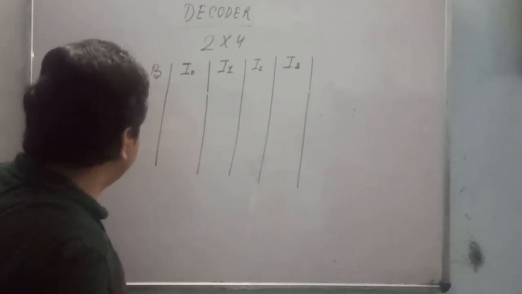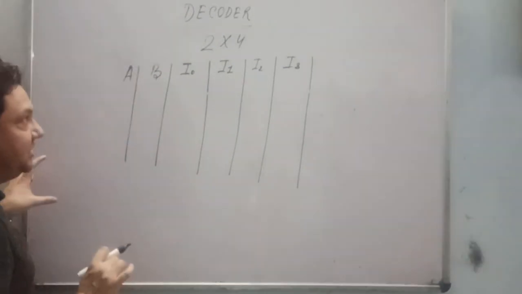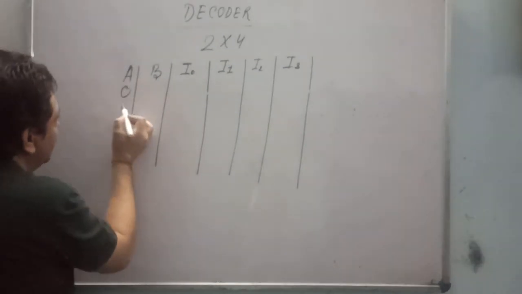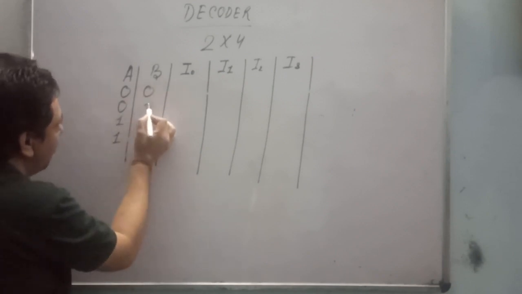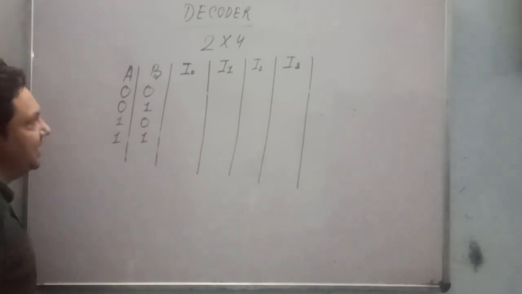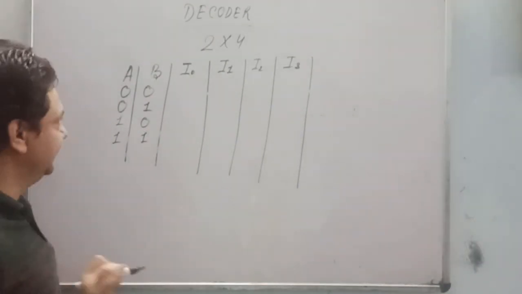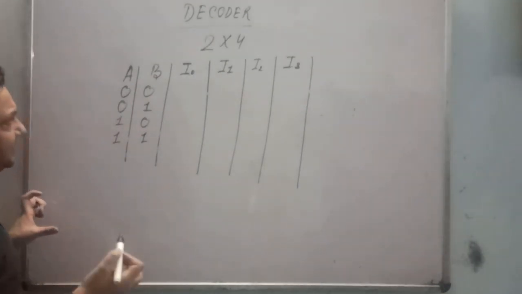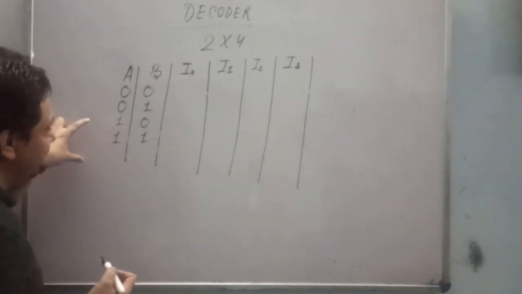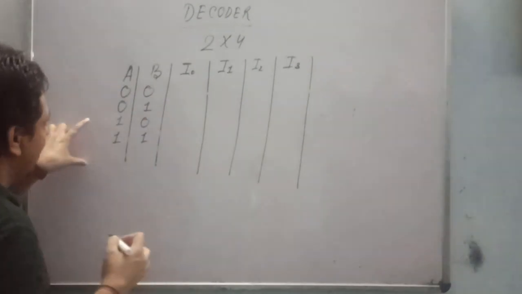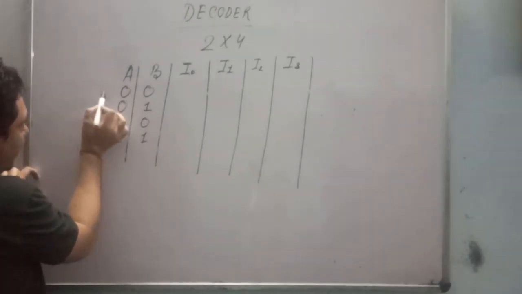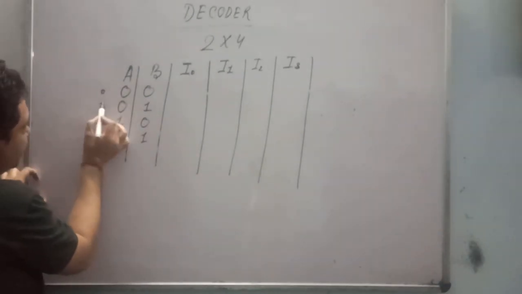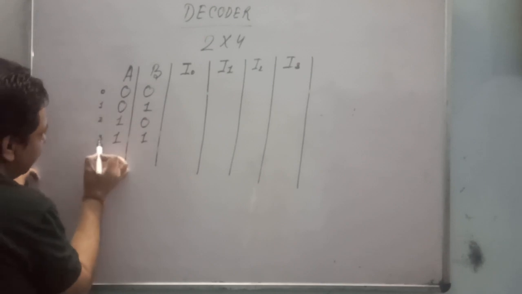Two variables are there. So how many combinations of zeros and ones? 0 0, 0 1, 1 0, 1 1. This will be the combinations of a two-variable truth table. Fine. Now after creating this truth table, I am doing one more thing. हम इनको कुछ serial numbers allot कर रहे हैं. I am allotting serial number 0 here, serial number 1, serial number 2 and serial number 3.